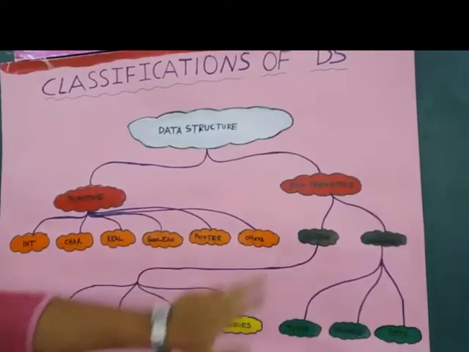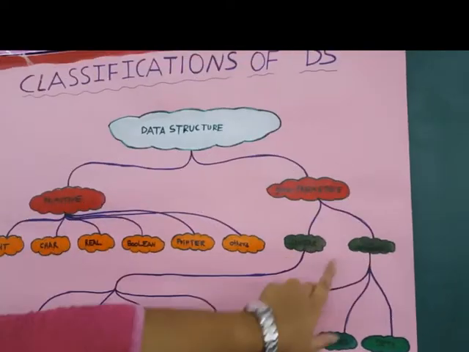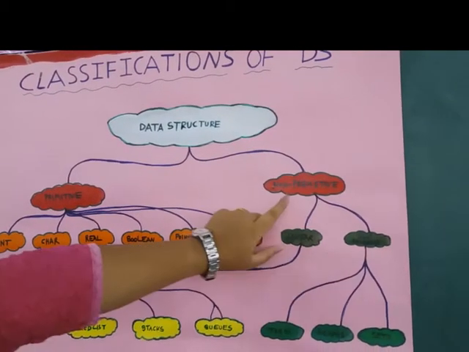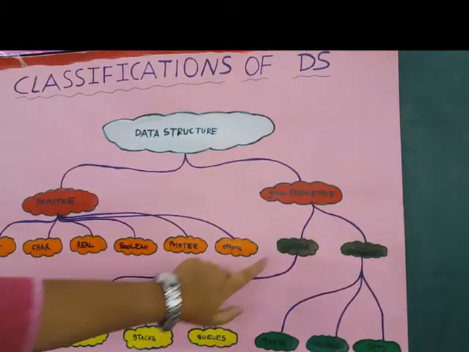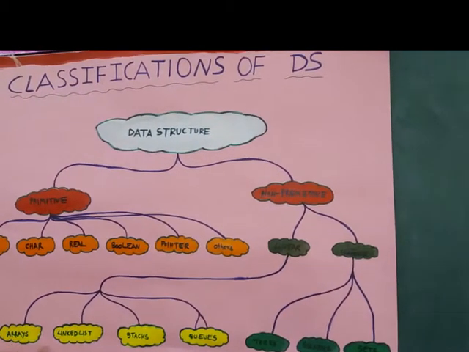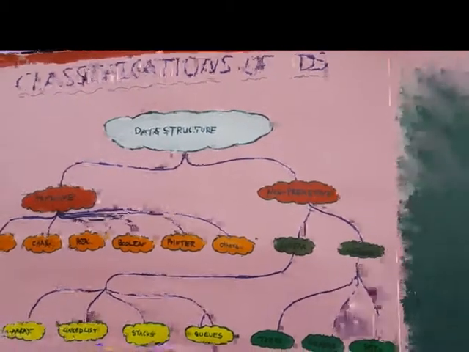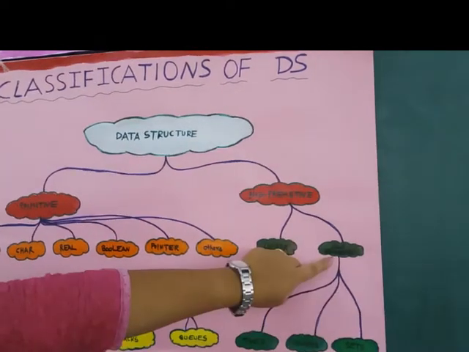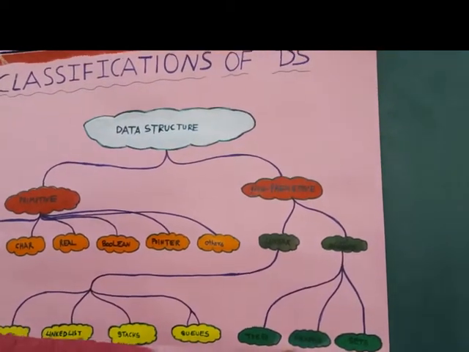And under non-primitive, linear and non-linear are the two further classifications that are done. The linear is further classified into arrays, linked list, stack and queues. And under non-linear, trees, graphs and sets.